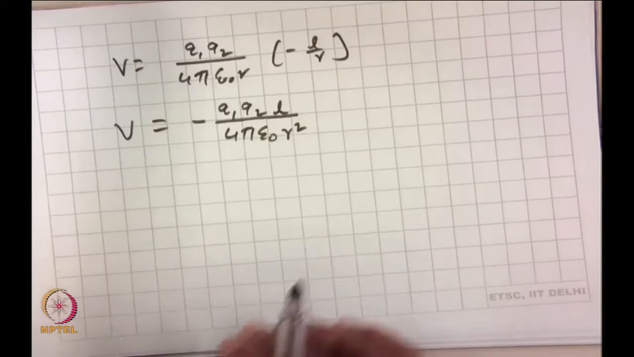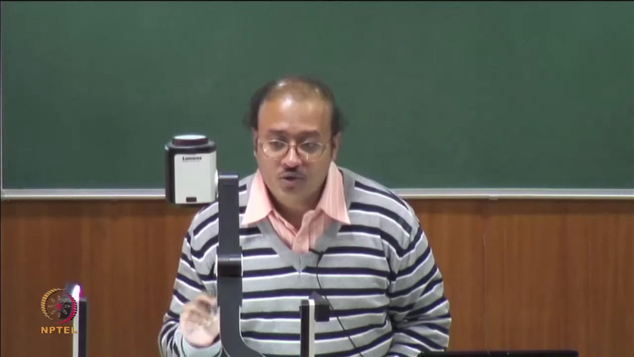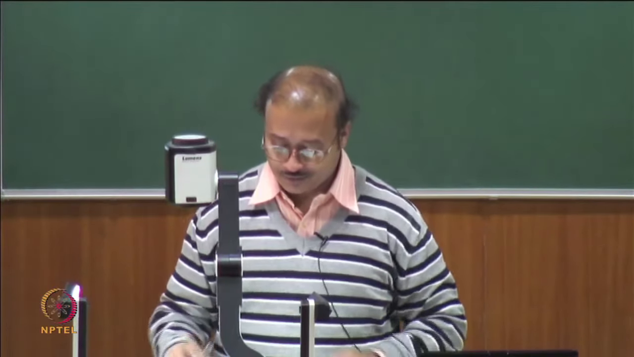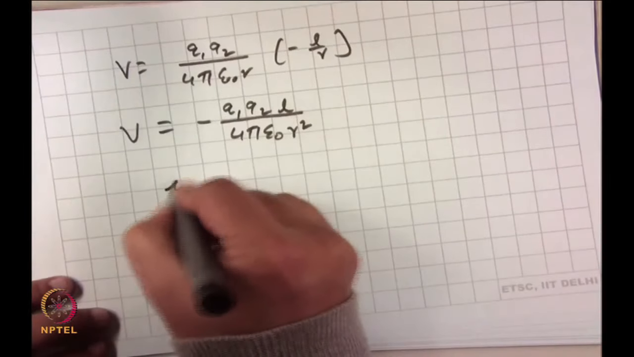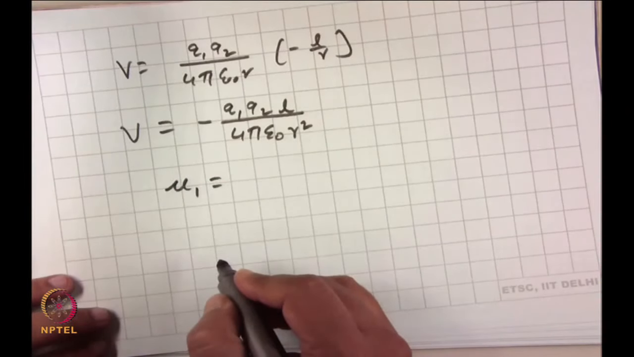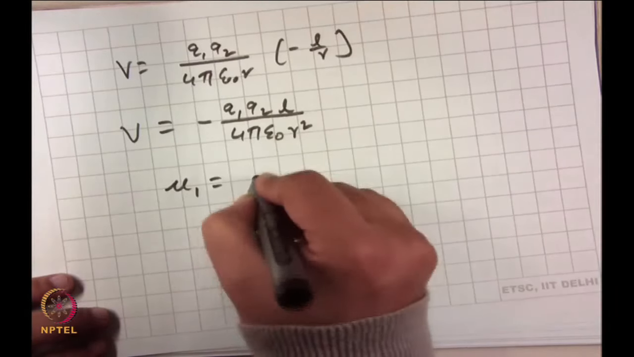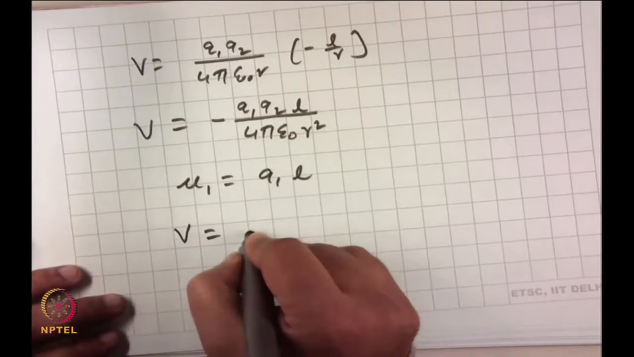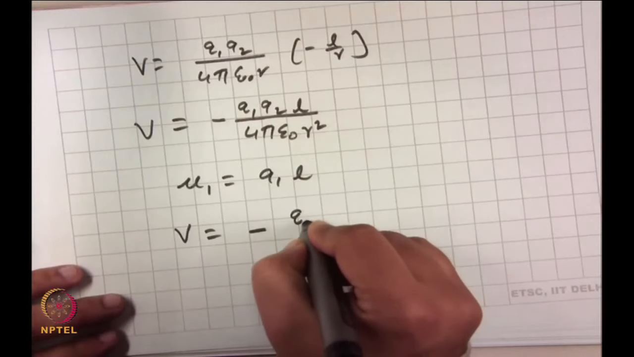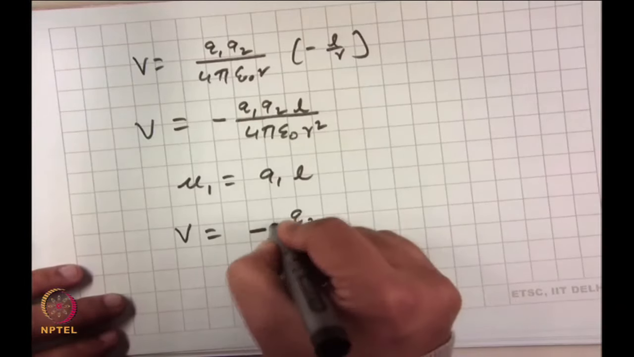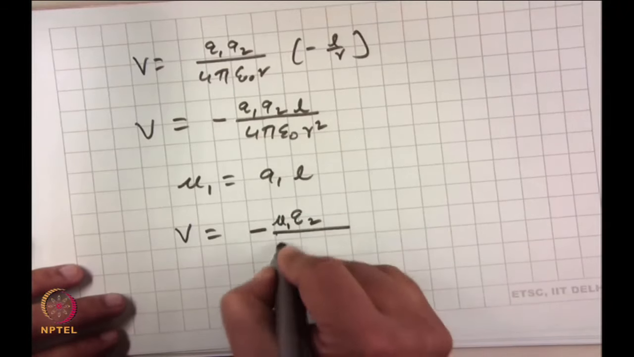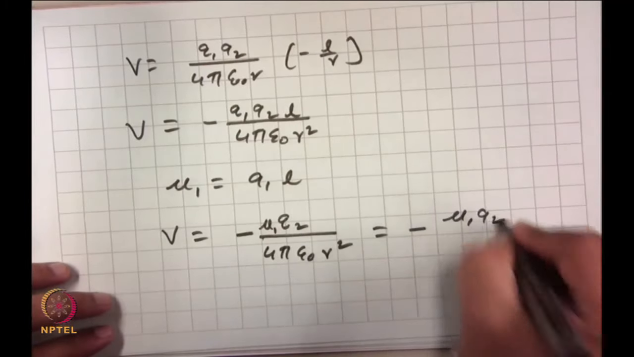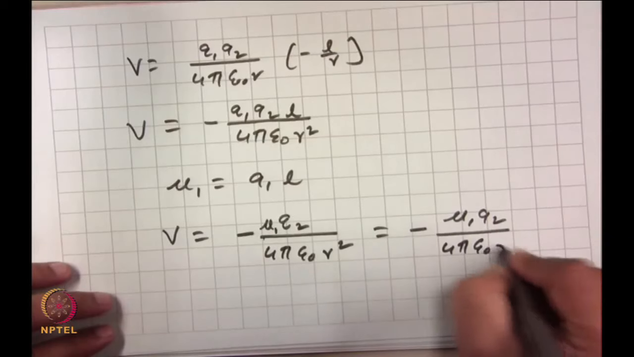Now, that is one. Can you tell me how we can simplify it further? There is one substitution we can make, tell me quick. You have this, right? What is mu 1 equal to? Q1 into L, right? That is what the definition of a dipole moment was. So, then V becomes equal to what? Minus Q2, then mu 1 over 4 pi epsilon 0 r squared. So, let me write in a better form, minus Q1 Q2 over 4 pi epsilon 0 r squared.